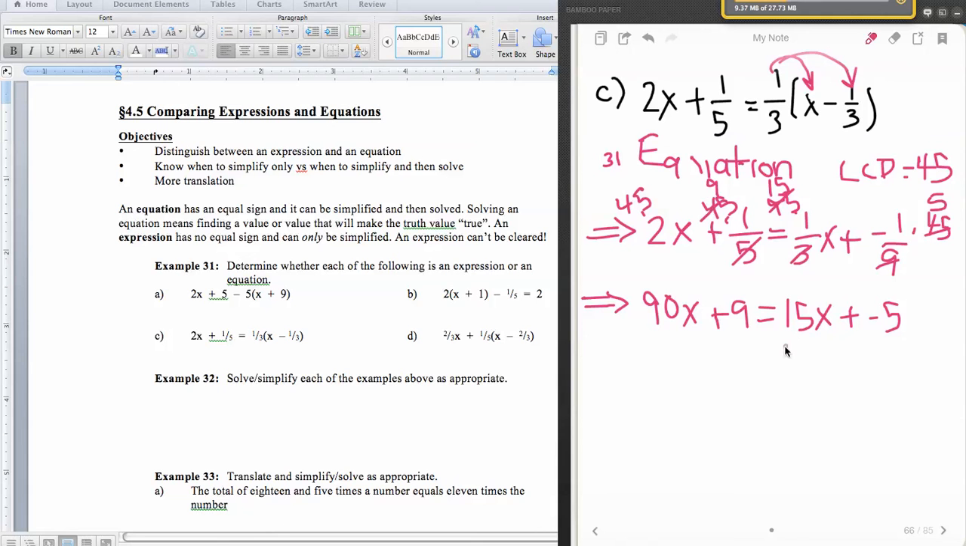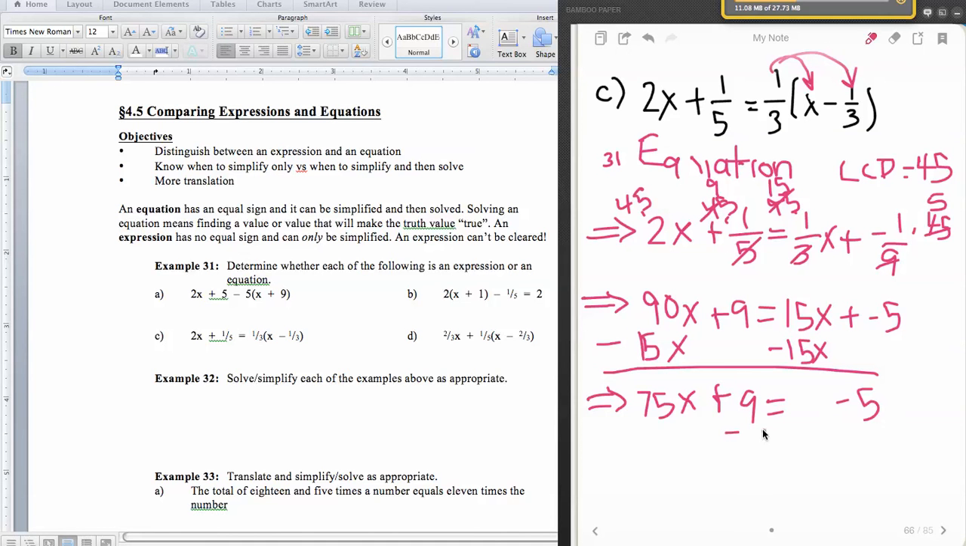No fractions left in that. Our next step is to get the x's together. We're going to move the 15 to the left by adding its opposite. So we have a negative 15x added to both sides. And now this gives us 75x plus a 9 is equal to a negative 5. And so our next task is to move the constants together. So we're going to move that 9 to the right-hand side. So now we have 75x is equal to a negative 14.